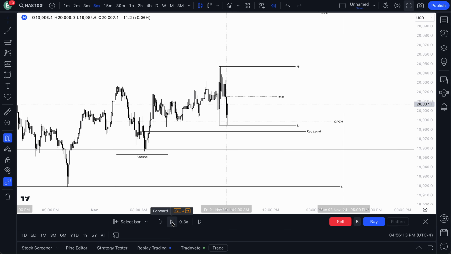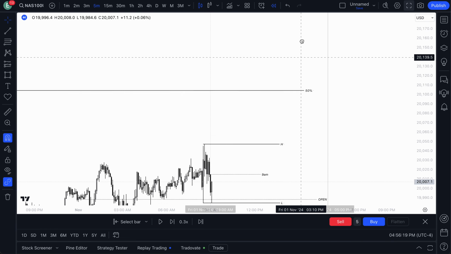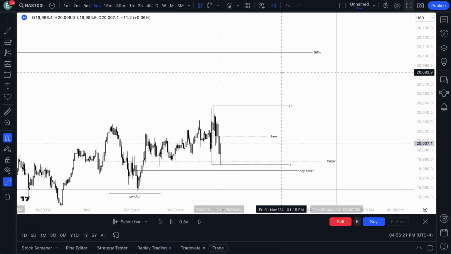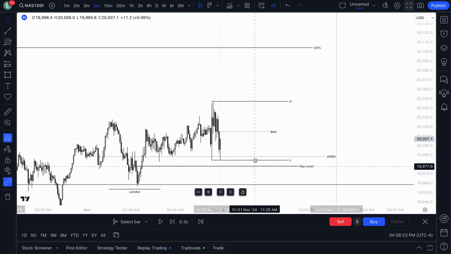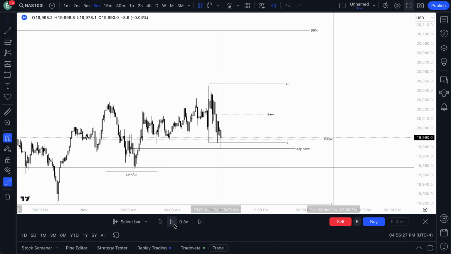I'm waiting for a turtle soup of this range to target the highs and then the 50%, and then eventually higher up if the trend completes. So we keep going. We're in the low. We hit the key level once. It was not a close. It was a wick on the 5, so ignore that.